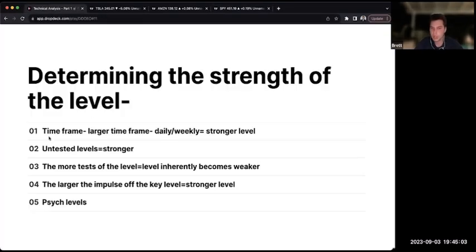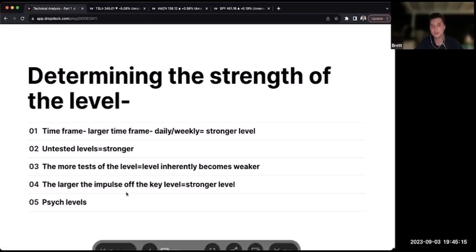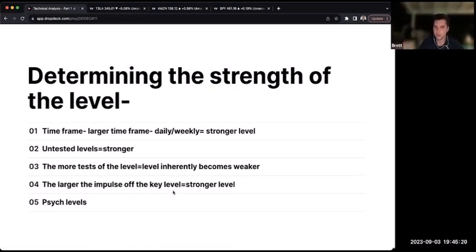We look for larger time frame levels, untested levels. The more tested a level is, the weaker and weaker it becomes. And the larger the impulse off that level, the stronger it is. So SPY using that 433 or that 459.70, those would be very big levels because they were all-time highs and then the 4-hour lows. And the last thing is psychological levels. I like psychological levels. I really don't want them to be like 459.20. I would rather it be a psychological level, so it's going to be stronger for me if I base it off a psychological level.